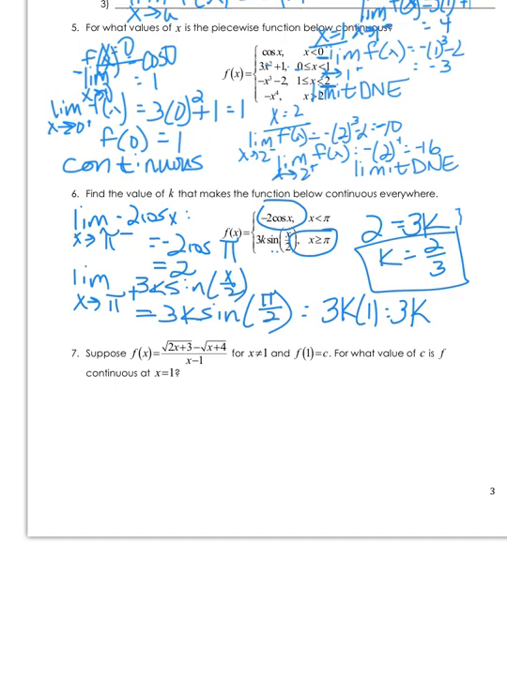Okay, and you can also check f of pi, but you should get the same thing when you plug in your 2/3.